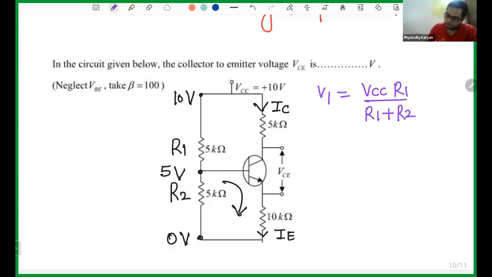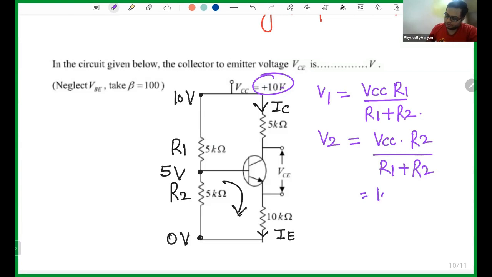So total voltage 10. Then this resistance, because we are finding voltage across this, so this resistance R1 divided by total resistance R1 plus R2. So VCC is 10 volt. And similarly, what will be V2? V2 is VCC into R2 divided by R1 plus R2.